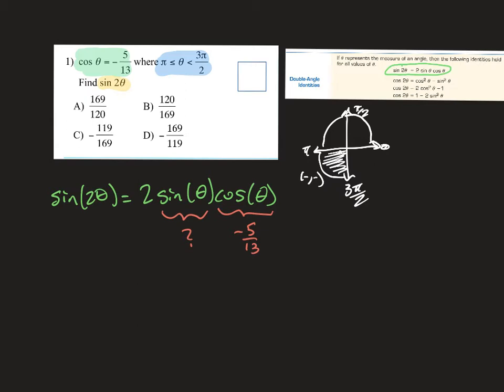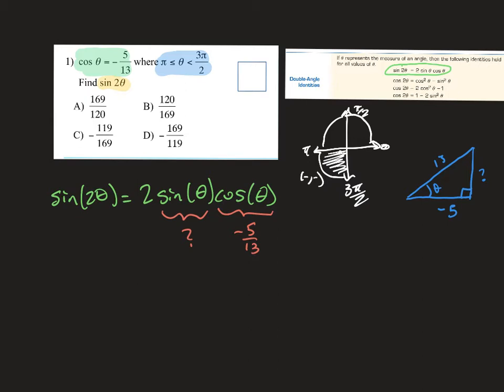So what we're going to do is draw the old triangle back from our first days of studying trigonometry. Remember that the sine and cosine ratios are ratios of sides in a right triangle. So if I have angle theta and the cosine is negative 5/13, that means the adjacent side is negative 5 and the hypotenuse is 13. And then we can use the Pythagorean Theorem to solve for this opposite side. We need that opposite side to figure out the sine of theta.